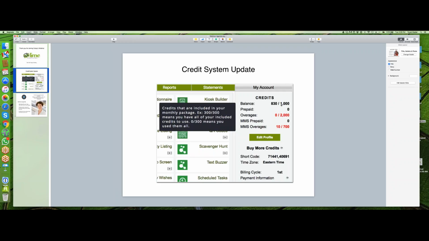So basically the system will start from here, then use the prepaid, then use the overages. If there's no prepaid, obviously we won't use it, and if there's no free credits, we won't even display it. And overages will count up, so if I used 1, it will be 1 out of 2,000 that I can use as overages. What else? Same with MMS credits.